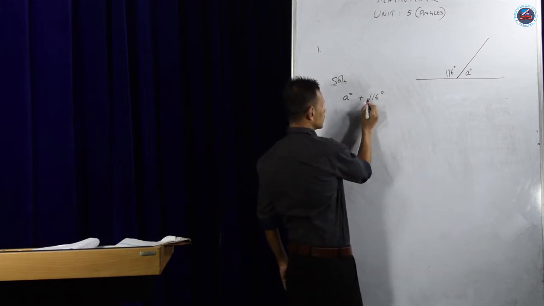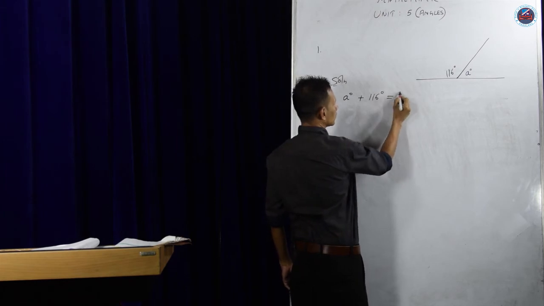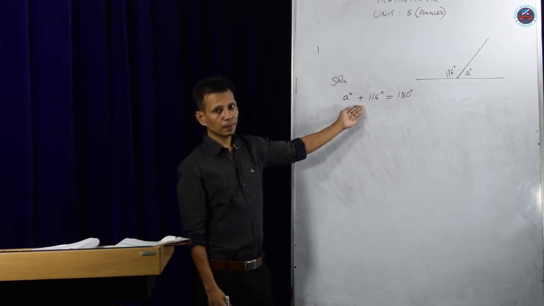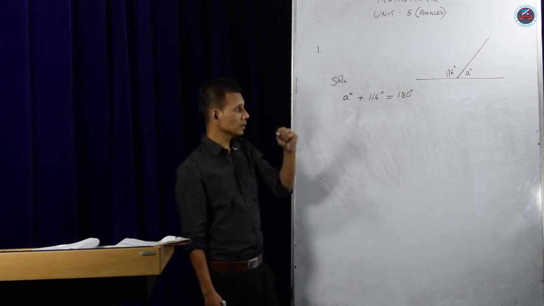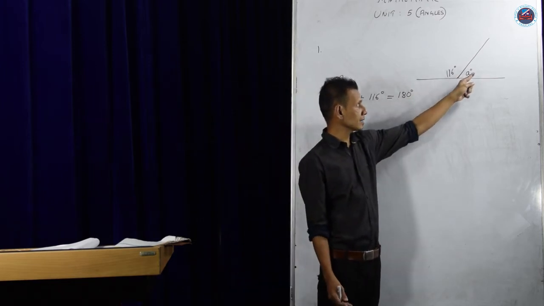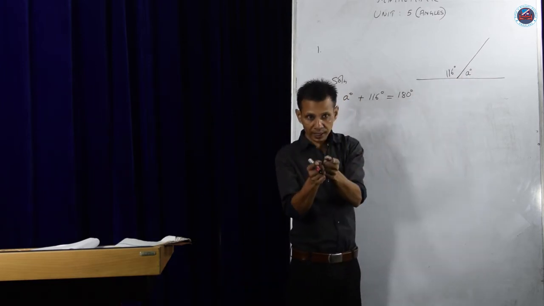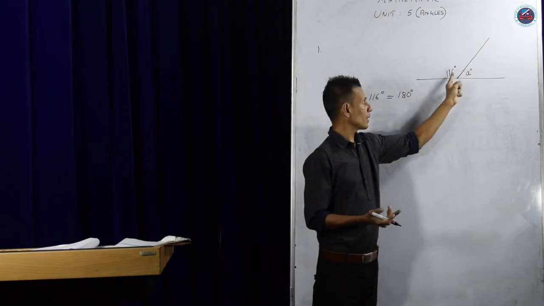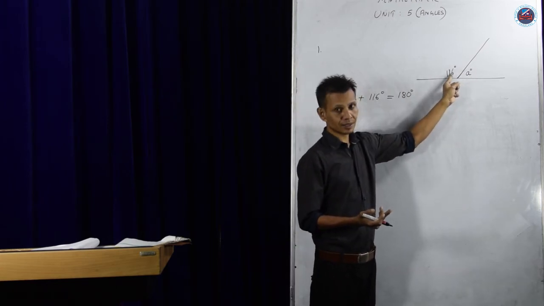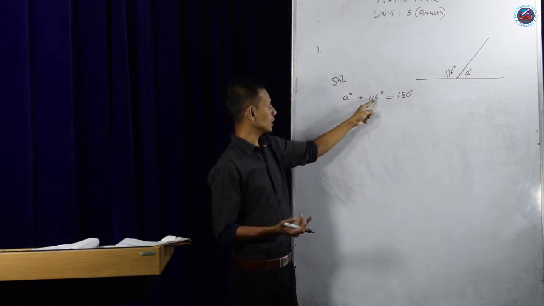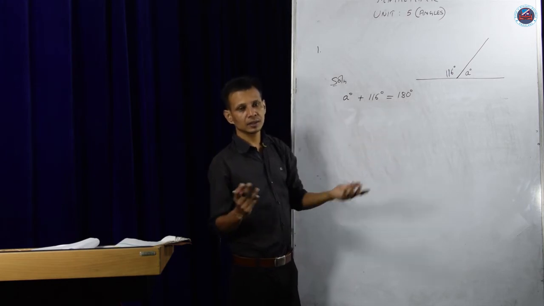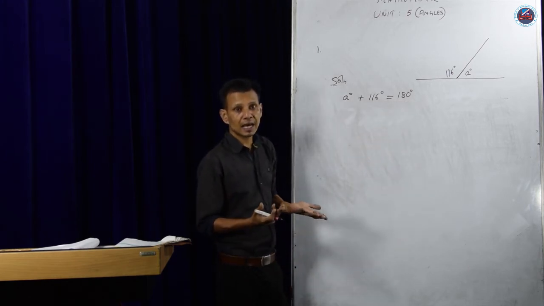If I add these two, I will get 180 degrees. You agree with this number statement? I'm sure now there is no confusion, right? Just now I told you if you add this and this, you will get 180. Always. This plus this means A plus 116. A plus 116, I will get 180. Always. How does this happen?